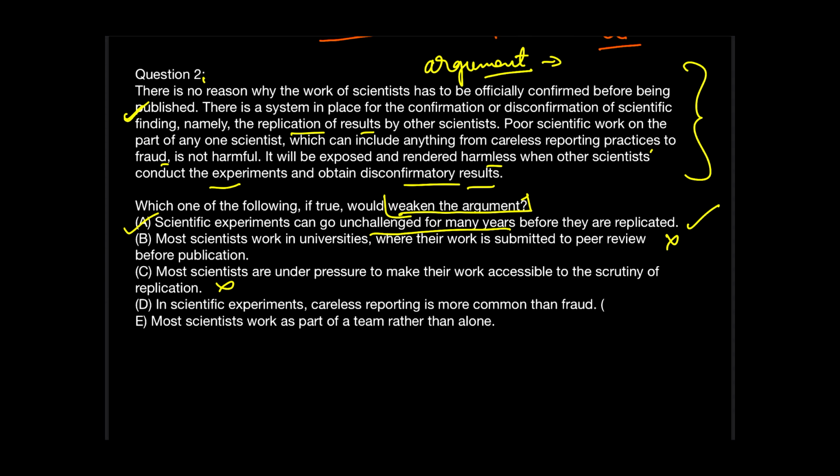And option D says in scientific experiments careless reporting is more than the fraud. Well, this is something which is out of scope. Here they have written that anything from careless reporting to fraud can be easily verified by replication, but it being more than fraud is not written in the passage anyway. And the other option, most scientists work as a part of a team rather than alone, doesn't actually affect my argument. So it's completely away from the argument. So that will be a wrong answer here as well. So I am left with one correct answer, which is option A for the second question.